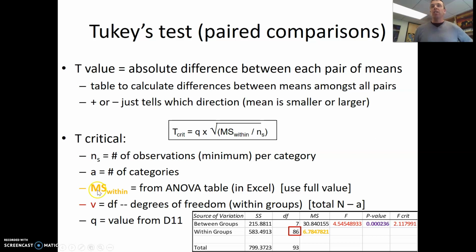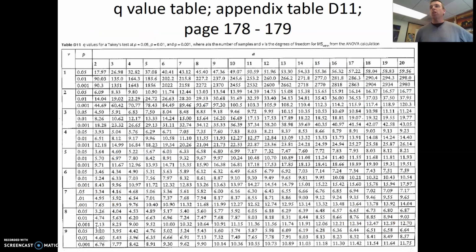We also need MS within from the ANOVA table. When we get to the ANOVA table, MS within is shown in this cell right here, and I'll show you that in the ANOVA itself. V is also going to be needed. That's degrees of freedom within. So here we see df within, degrees of freedom within. That's going to be 86 for this group. And then Q is going to be a value from this table that we'll come back to in a bit. All right? But you can see that in order to get the Q value from this table, we need to know A, the number of categories, and V, the degrees of freedom within.